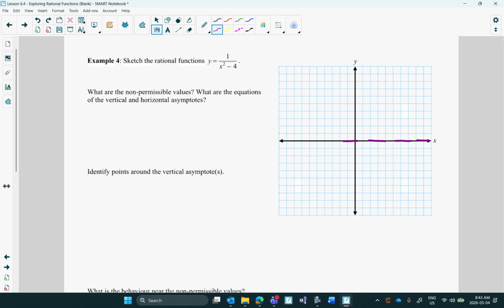This is going to be the horizontal asymptote when y is 0, because I cannot do 1 divided by whatever this is and get an answer of 0. So there's no definition there at 0. So I can say, and I'm just going to do HA for horizontal asymptote, y equals 0. And I'm going to put it at the bottom because I've got to do the vertical asymptotes.